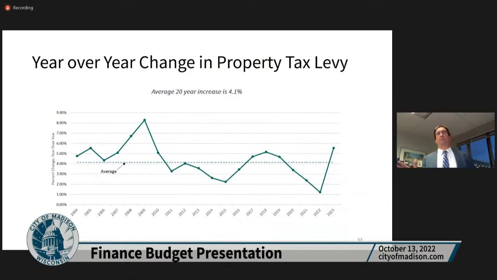So when we look at the property tax levy over time, looking back roughly 20 years, the average has been about 4.1%. So obviously the proposed levy of 5.5% is above that average. And you can see how that tracks over time, with the highest increase occurring in 2009 over this period of time.